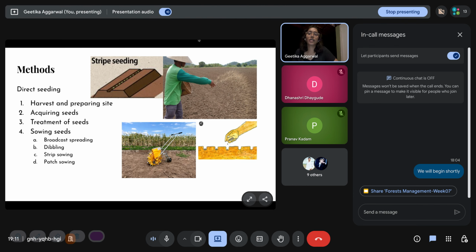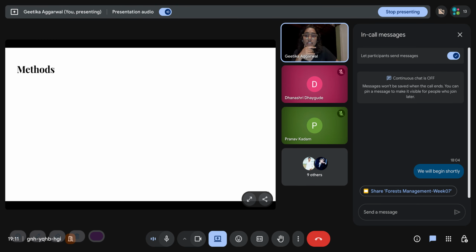And strip and patch sowing is basically you either create strips of land and in those you put seeds. So you put the seeds not in a single pocket like in dibbling, but you create a strip of land and then you put the seeds in that strip. Patch sowing is where you create different patches which will mostly be bigger. A strip will be a thin strip, a patch will be a broader patch of land, and you throw seeds in that particular patch. So that's basically the different methods of sowing seeds.